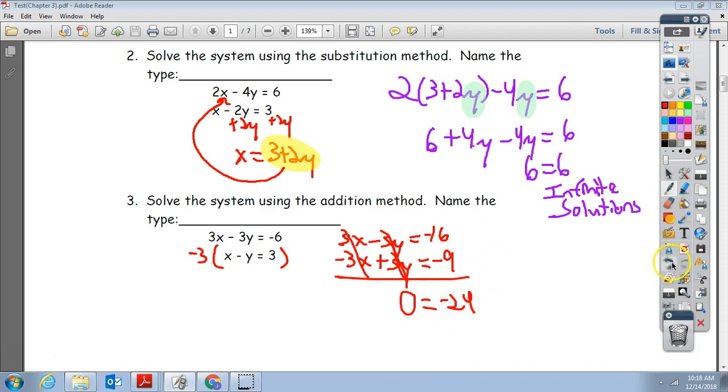Oh goodness, why am I doing 16, you guys? See, my teacher mistake here. -6 and -9 is -15. Either way, this one has 0 equals -15, which is no solution, because that means the x's and y's cancel out, but there's nothing true here. No solution.